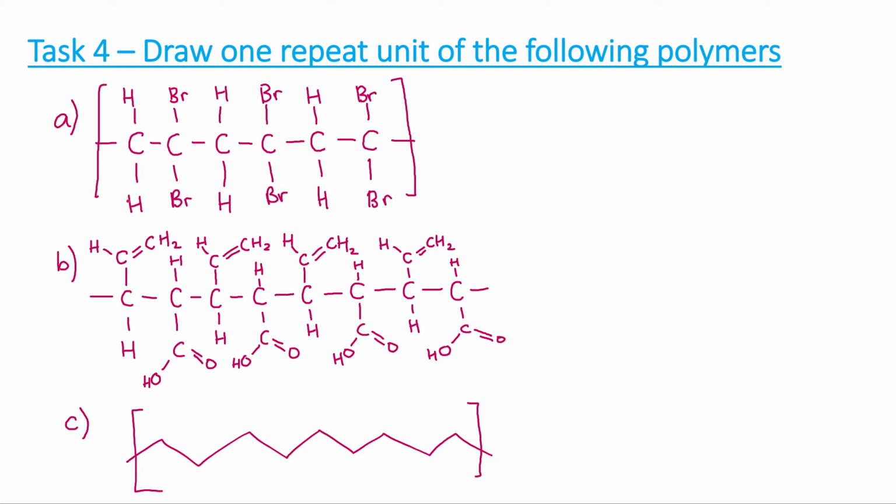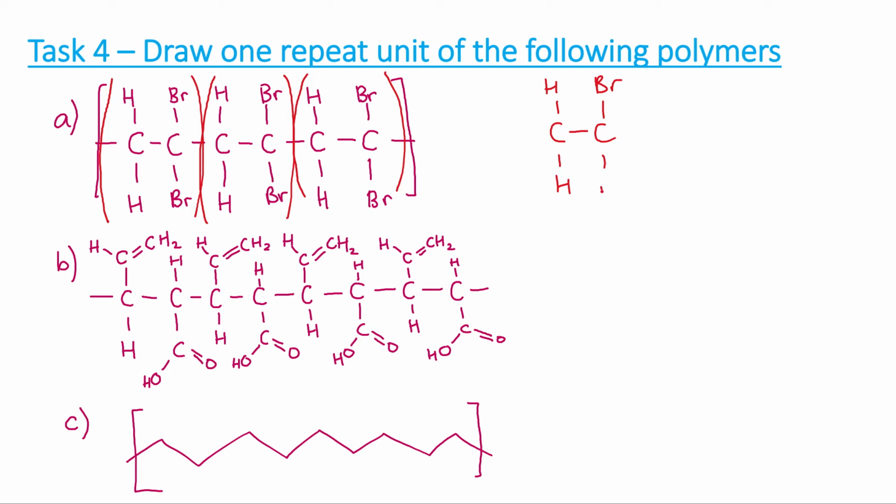So for this one over here, a repeat unit must have the 2 carbons in it. So we look over here, these 2 carbons belong to one repeat unit, these 2 belong to another, so that's technically one repeat unit, that's another, and that's another. As you can see, it's just the same thing being repeated. Okay, so the repeat unit for this one is just this, like so.